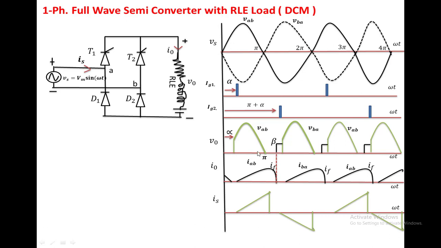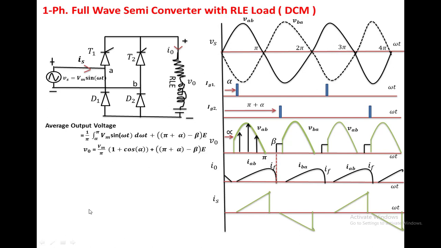Now we are going to find out the average output voltage. Alpha to pi, this is an area. This area we are going to calculate by means of integration. Now this area is a rectangle. This length becomes pi plus alpha minus beta. This height is equal to E. So, 1 by pi times the integral from alpha to pi of Vm sin omega t d omega t, plus pi plus alpha minus beta times E. Complete this integration. We get the expression for the average output voltage for the discontinuous load current.